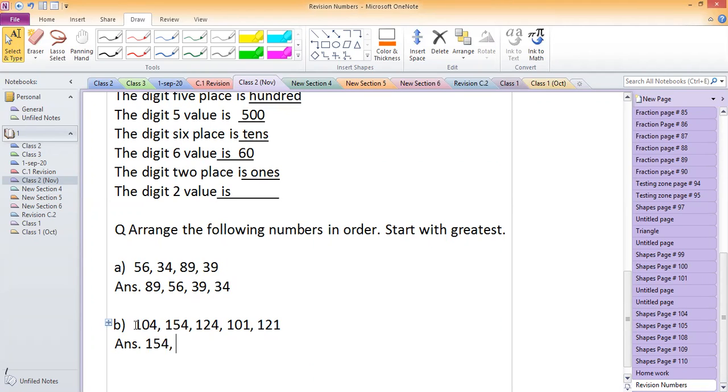Then after five, we have 0, 2, 0, 2. Two is bigger. 1, 2. But what should I write? There are two values with 1, 2. So I'll check the ones. This is four and this is one. Four is bigger than one. So I will write 124 first, then 121. Okay. Now we have 10 and 10. They are both the same in these two values. The only difference is the number in the ones place. This is four and this is one. So four is bigger than one. I'll write 104 first, then 101. This will be my answer. Is that clear, guys? Yes or no?